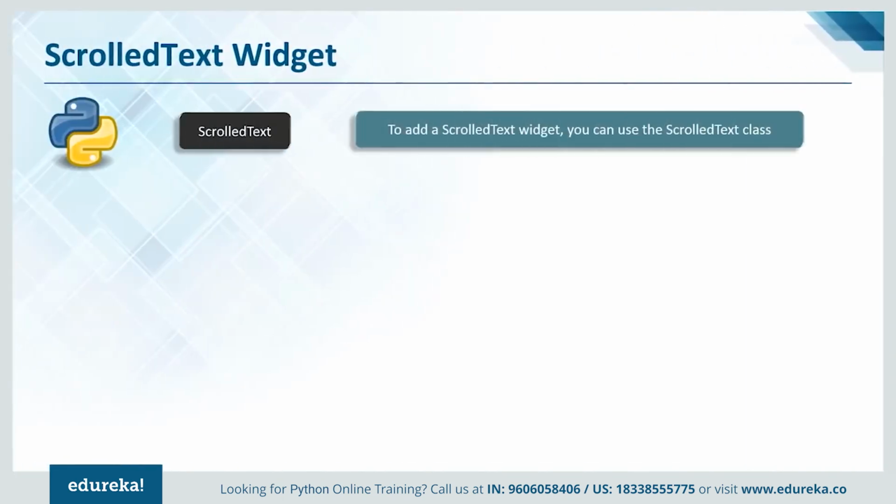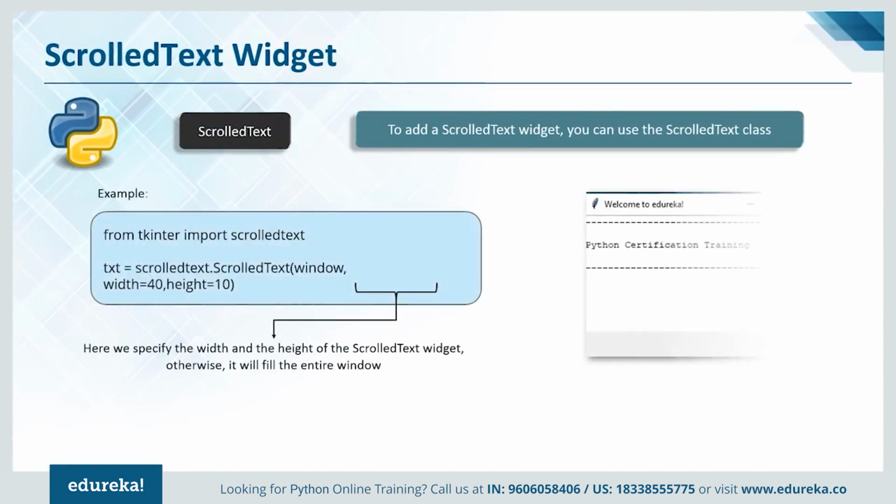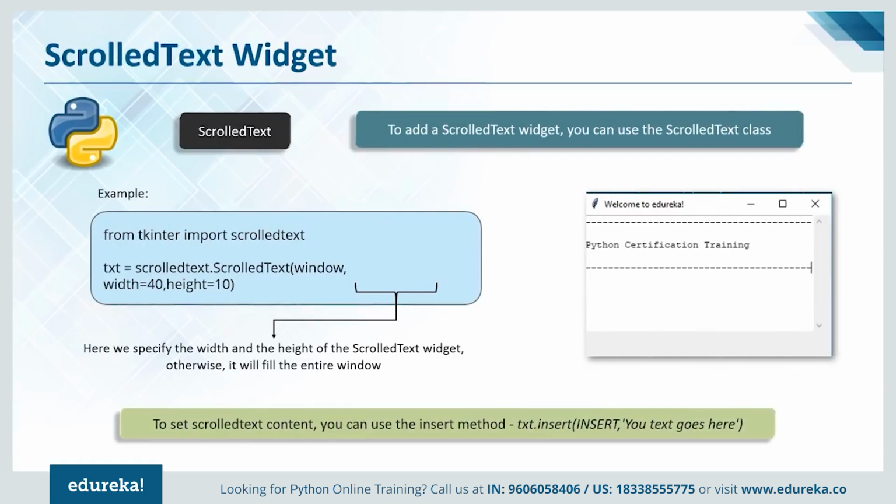So another nice widget we have is the scroll text widget. Guys, this can be added using the scroll text class. One thing you must note here, which is very important, is that you need to specify the width and the height of the scroll text widget. If you do not specify the same, the entire window is actually filled up. You can set the scroll text content by using the insert method, guys. The syntax is pretty simple and we need to use txt.insert with the message as a parameter. And that is all, guys.